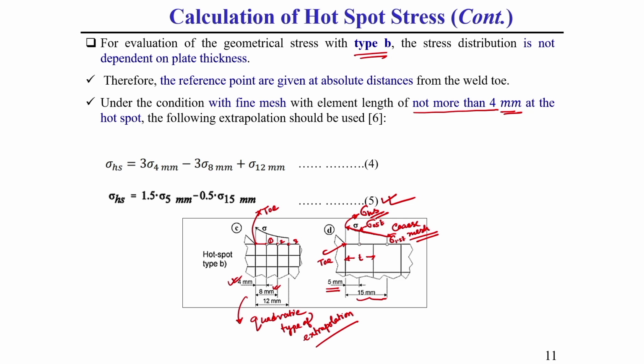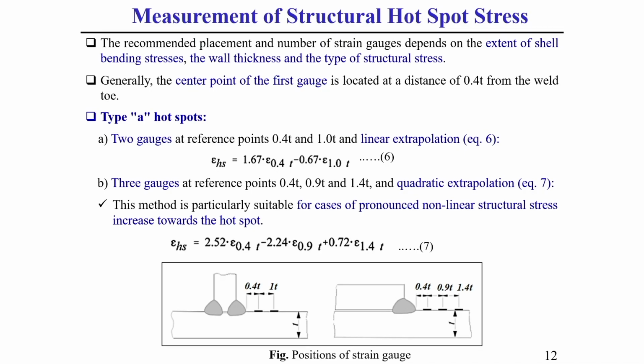So, how to extrapolate the hot spot stress using the finite element method, I have already discussed for both type A and type B. So, you got the idea of how to predict the hot spot stress value. Now, this hot spot stress we can also estimate by experimental observation. In experimental observation, generally we cannot predict the stress value directly.